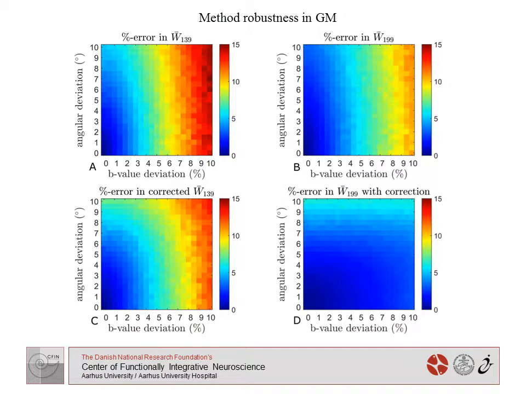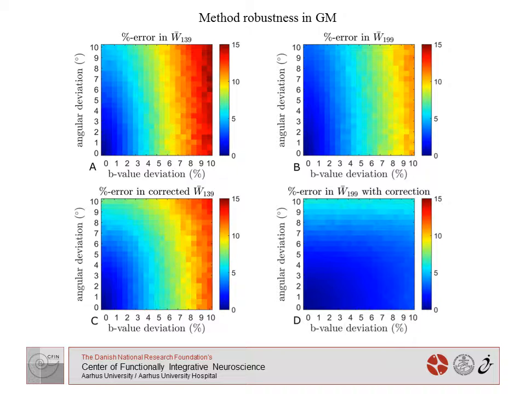Here we show the result of simulations to map the effect of imperfect encoding on the 139 estimate of mean kurtosis and the 199 estimate of mean kurtosis. These simulations are for grey matter. The x-axis shows b-value deviation from 0 to 10% among the directions, and the y-axis shows the amount of angular deviation that we allow each direction to have in these simulations.